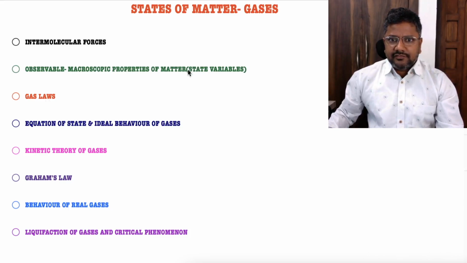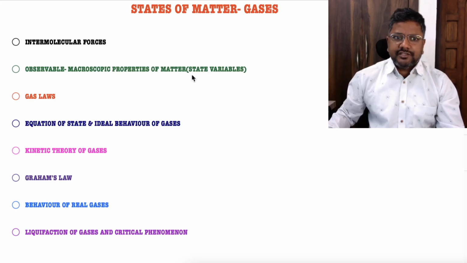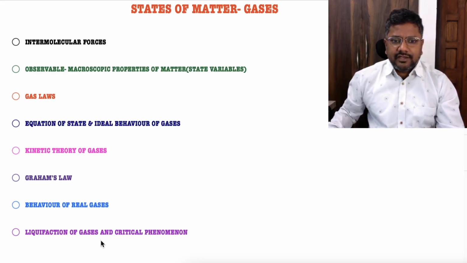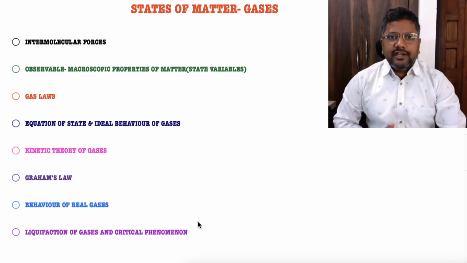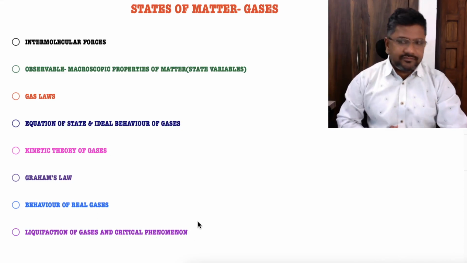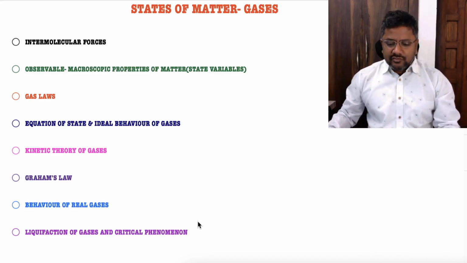After that, see, this is a very important word, state, here, and definitely I will discuss what is the meaning of state: gas laws, equation of state, and ideal gas behavior. Again, see here, the word state is coming: kinetic theory of gases, Graham's law, behavior of real gases, and liquefaction of gases, and critical phenomena. So these are the major points of this chapter. So let's start.